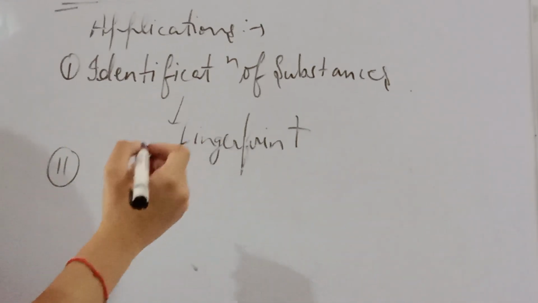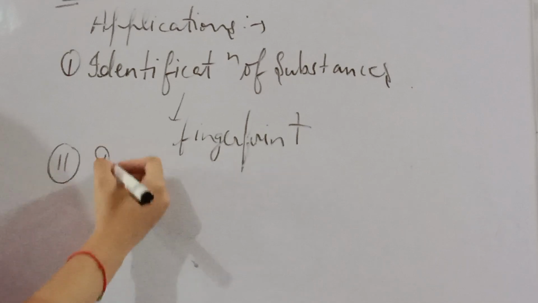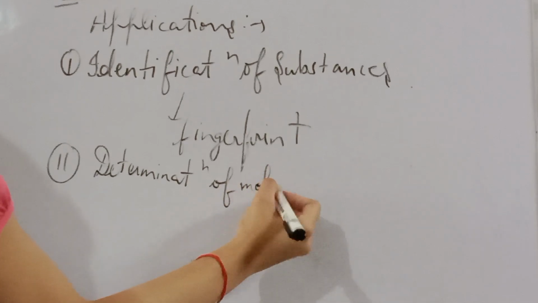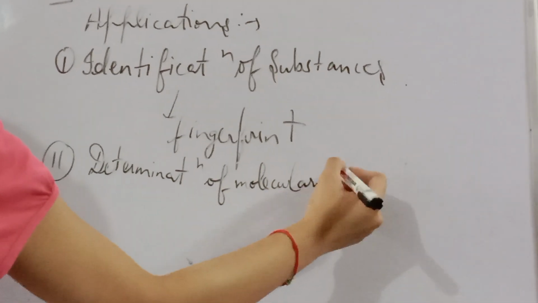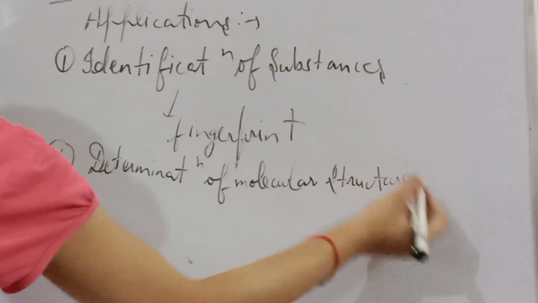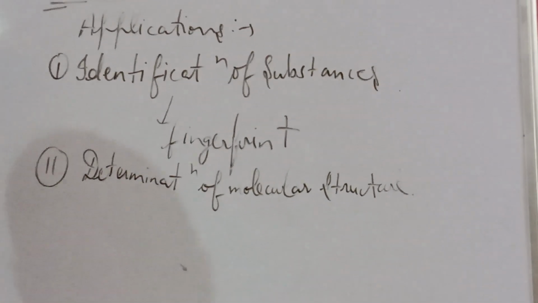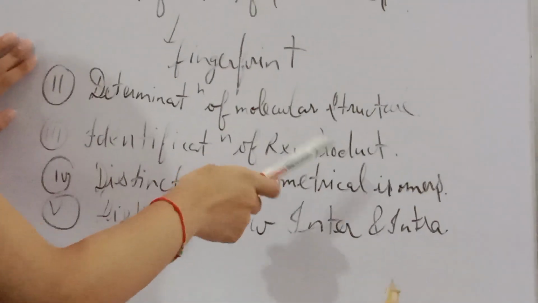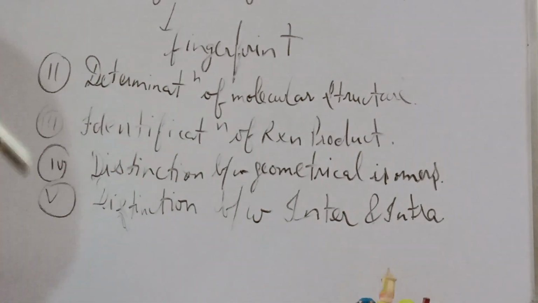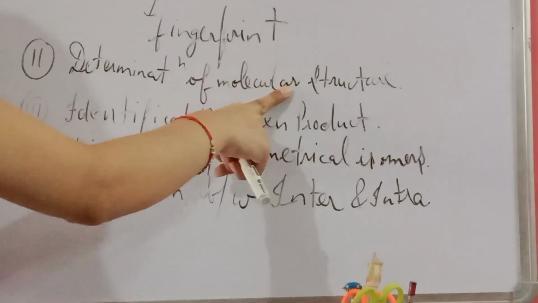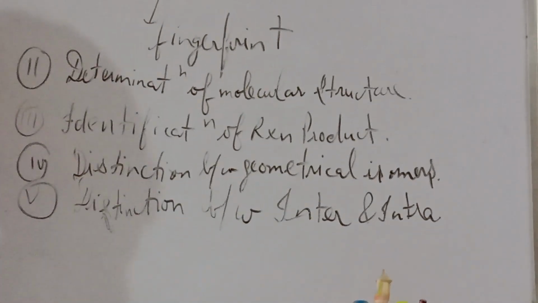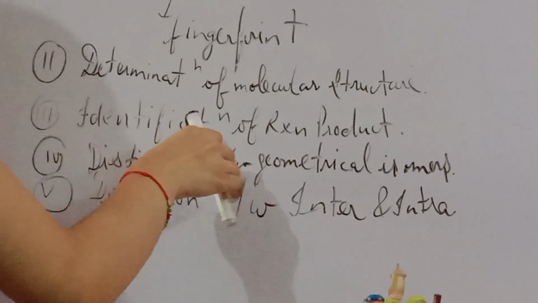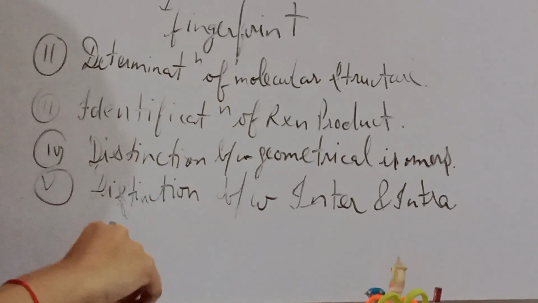Second application is the determination of molecular structure. PMR spectra are often very complex, but this complexity can be used in determining the molecular structure since it makes the spectra characteristic. Furthermore, even the complex spectra can be made interpretable by using the techniques of isotopic labeling and double resonance.